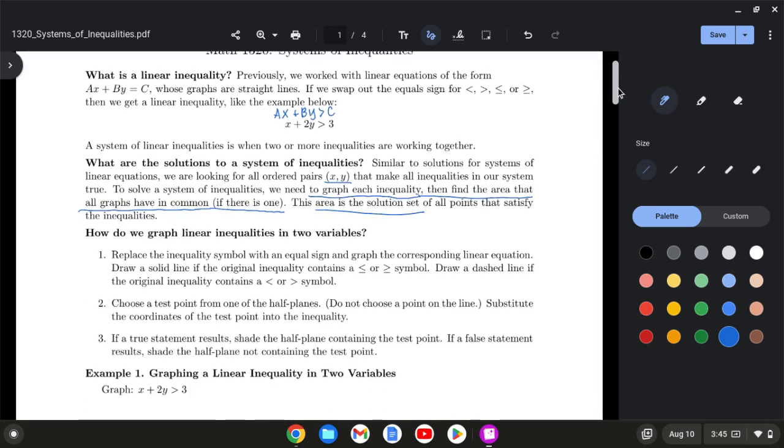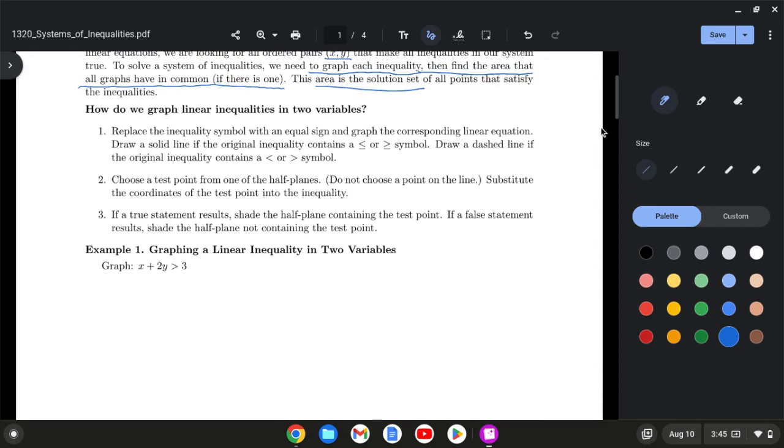Now, how do we graph linear inequalities in two variables? In order to solve a system of inequalities, we need to first know how to graph just one inequality. Here we have 3 steps that we're going to follow, and we're going to do 2 examples of graphing linear inequalities, and then we will jump into an example of solving a system of inequalities. In order to graph one, we need to first replace the inequality symbol.